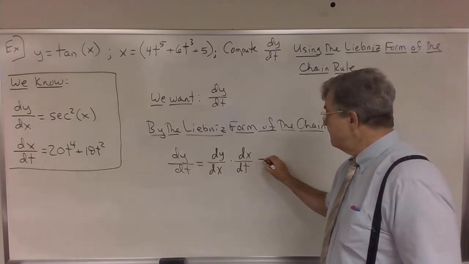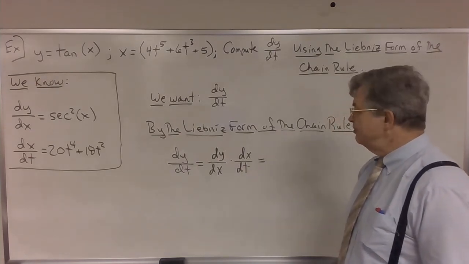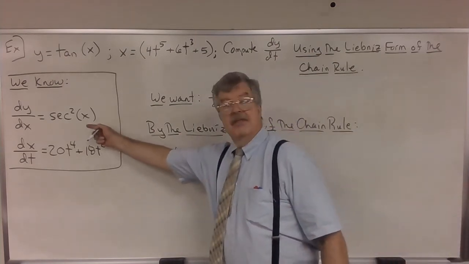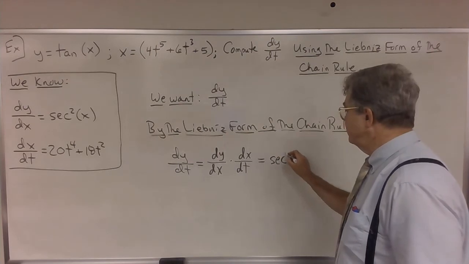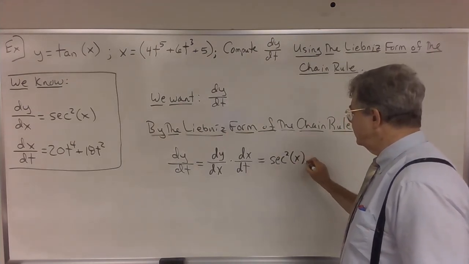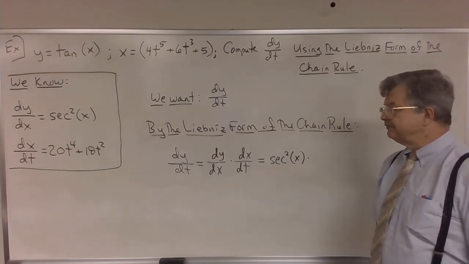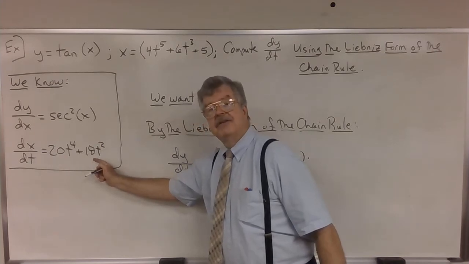So let's just take the expression for each of these derivatives and plug them in. dy/dx, that's secant squared x. And dx/dt, that's 20t to the fourth plus 18t squared.